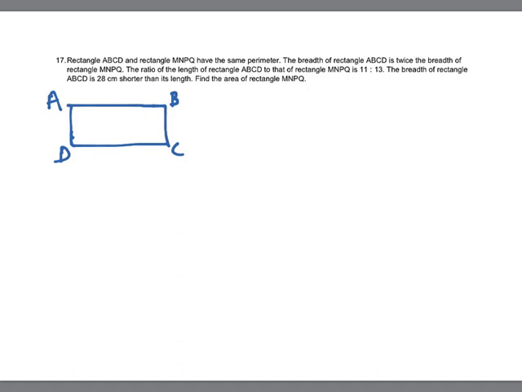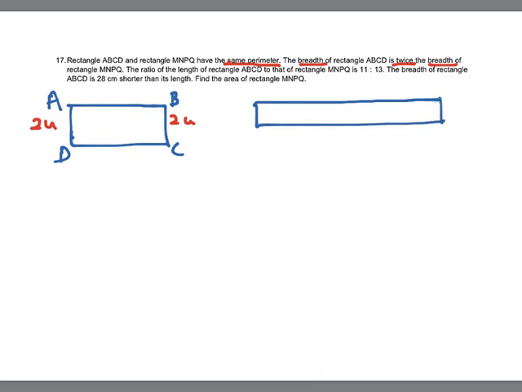It says that they both have the same perimeter. Keep this in mind. Underline it. Next clue. The breadth of rectangle ABCD is twice the breadth of MNPQ. That means to say that if I'm going to have this as 2 units, my MNPQ would then have a shorter breadth and a longer length, right? Because the perimeters are the same.